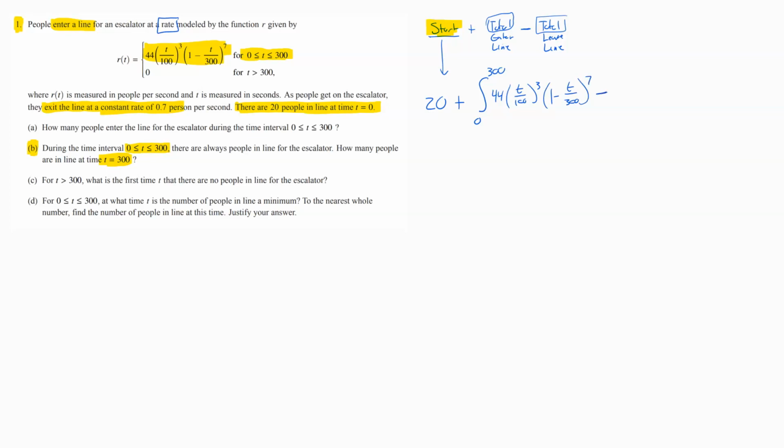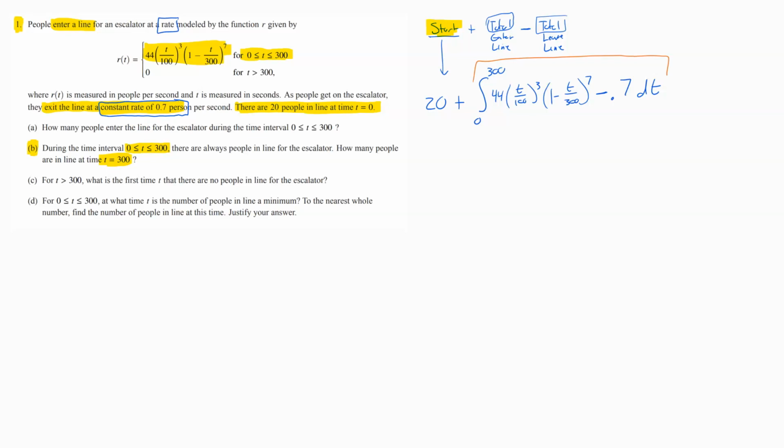Then we're going to subtract off, this is at a constant rate. So that actually is the equation right there. We're going to be losing people at a rate of 0.7. And then we put our dt at the end. So what we have to do here is find the value of this integral and then add 20 to that to get our final answer.